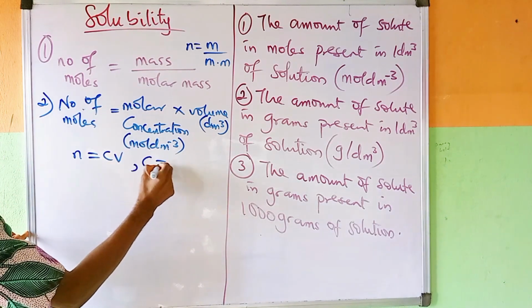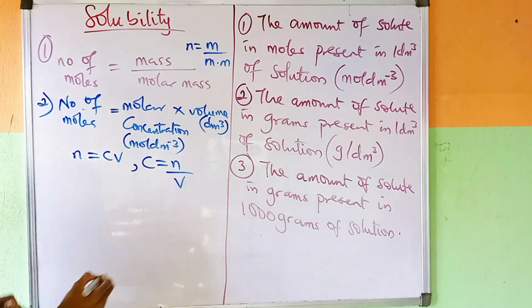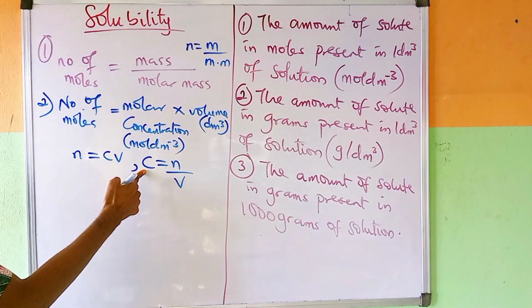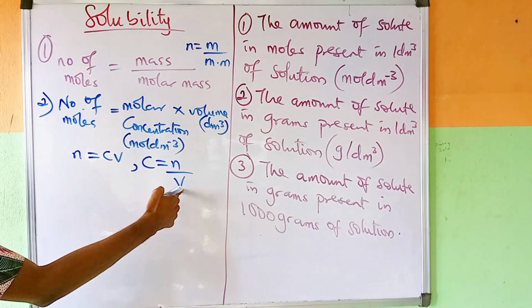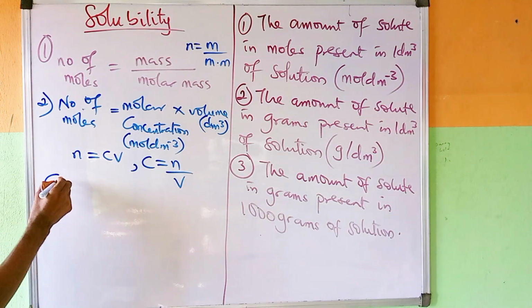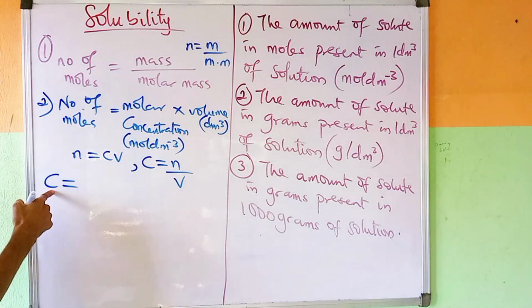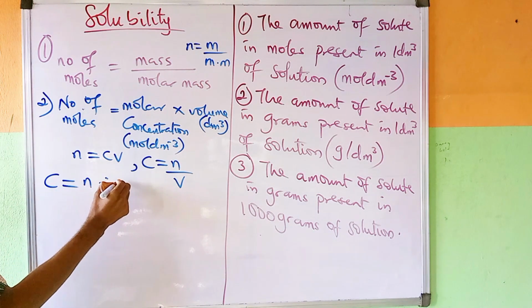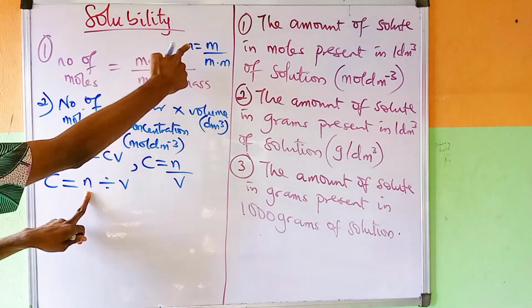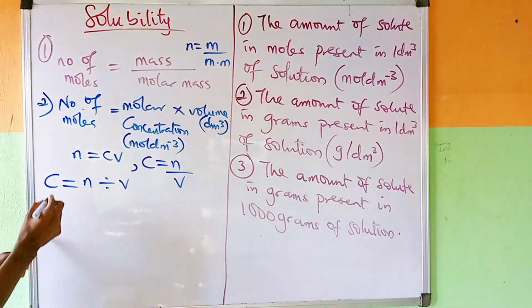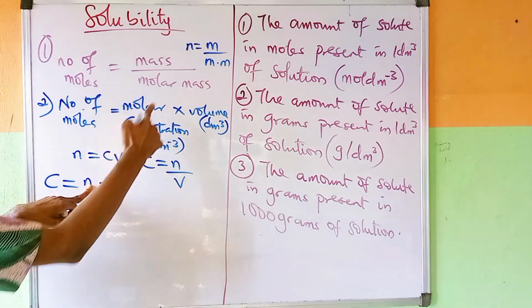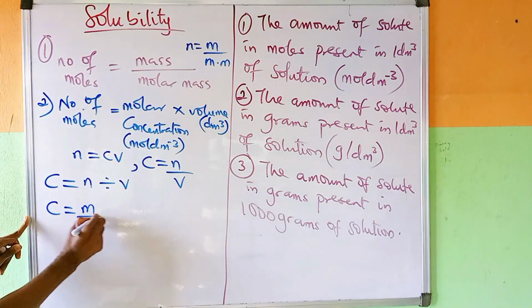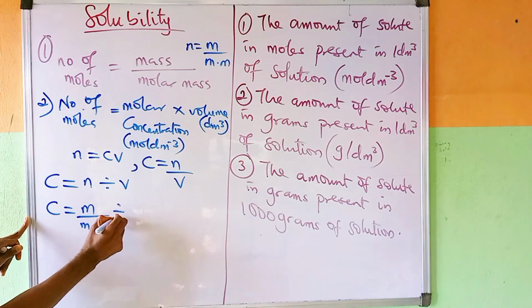Now I can make C the subject of the formula. C will be what? Number of moles over volume. That is my solubility. Solubility is number of moles divided by volume. So C, my concentration in mole per dm cube, and at the same time solubility, is number of moles divided by volume. But can you remember that number of moles is mass over molar mass? So solubility, which is C, is equal to, I will replace this N with mass over molar mass, that is mass over molar mass divided by volume.